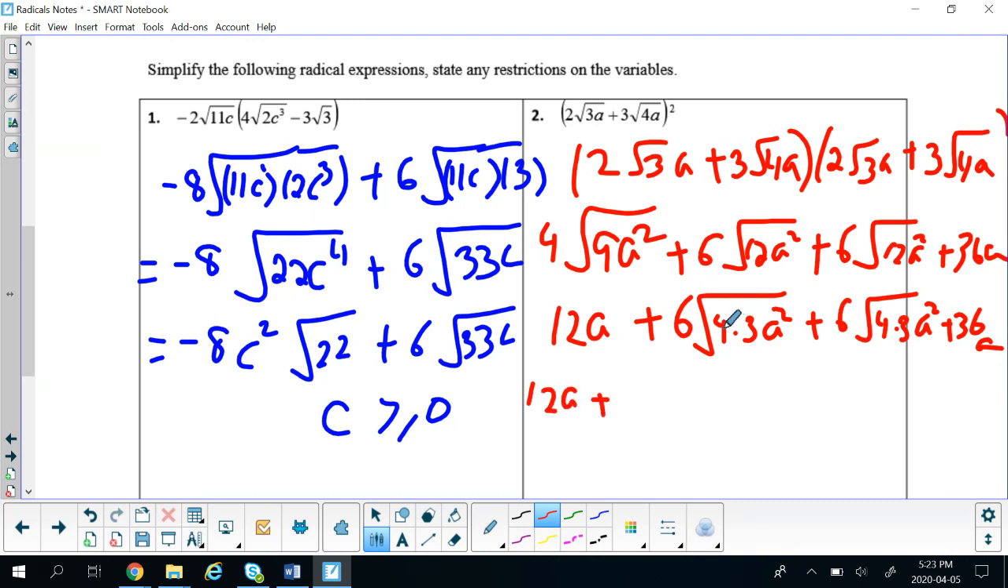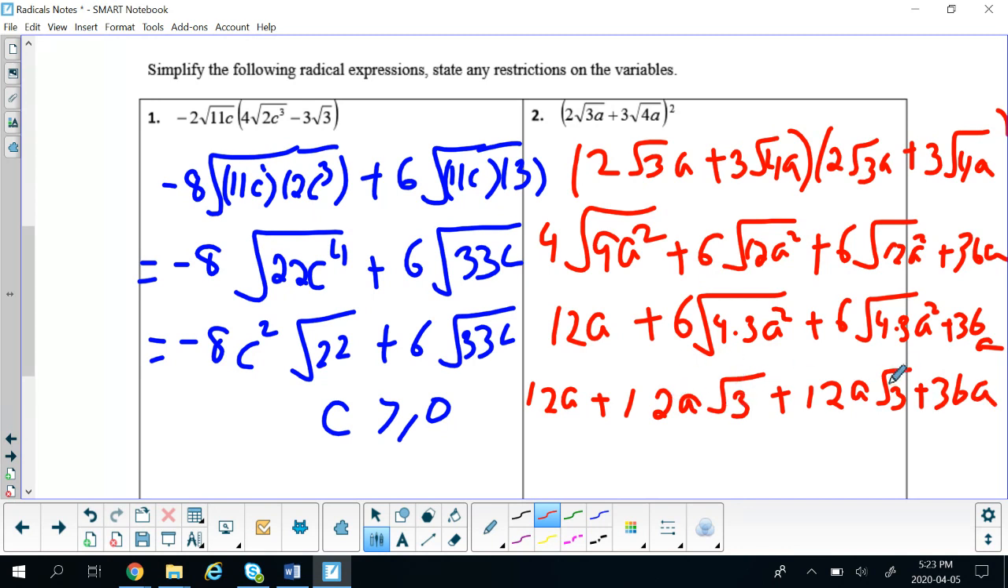Okay, square root of 4 is 2. 6 times 2 is 12, and square root of a squared is a. And we cannot find the square root of 3, so we'll leave it as it is. Square root of a squared is a, and square root of 3. Okay, in the same way, we're going to simplify the third term here. So 6 times 2 is 12, a, square root of 3, plus 36a.